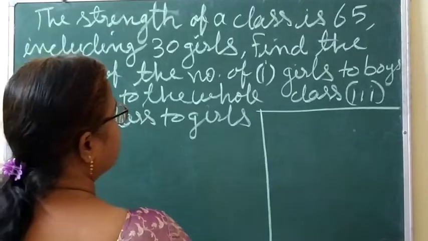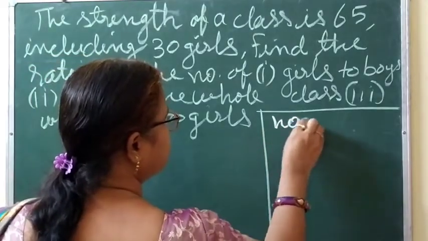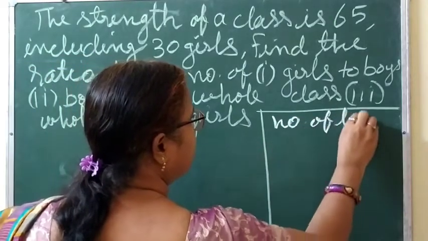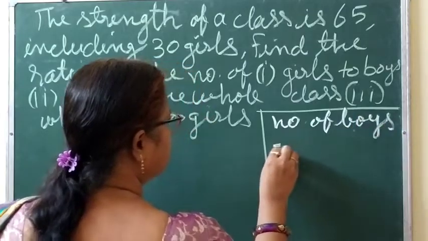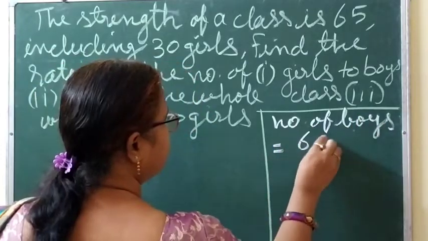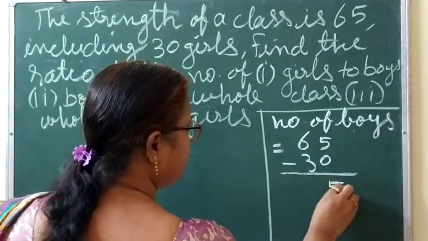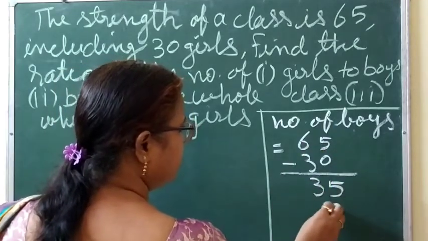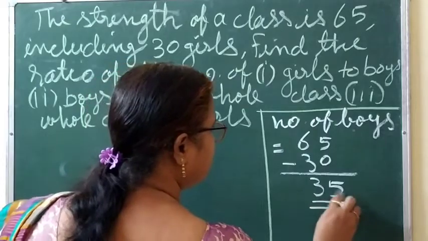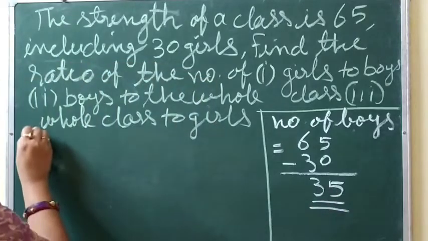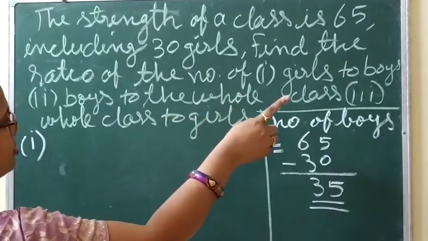Yes, first we will find out the number of boys. So number of boys will be equal to 65 minus 30. So 5 minus 0 is 5, and 6 minus 3 is 3, so 35. Clear? So the number of boys is 35. Now subpart 1.